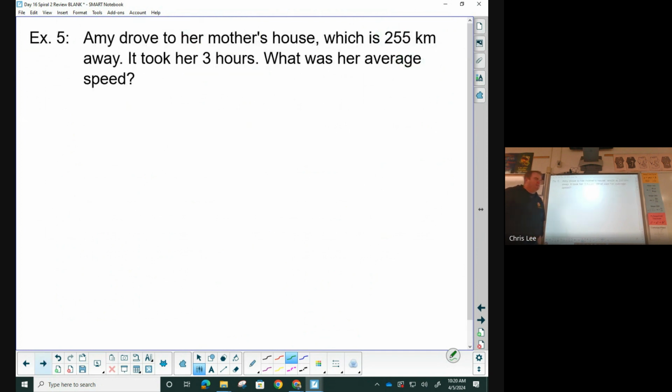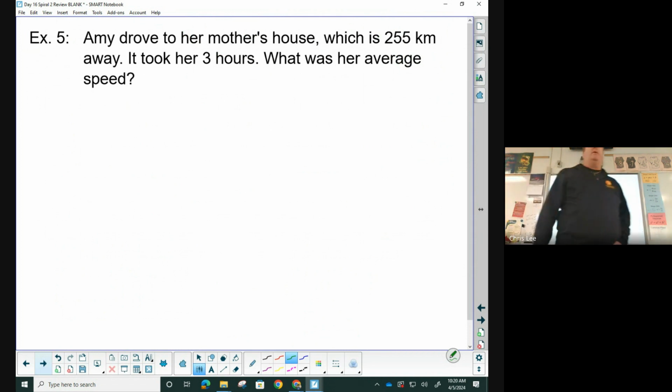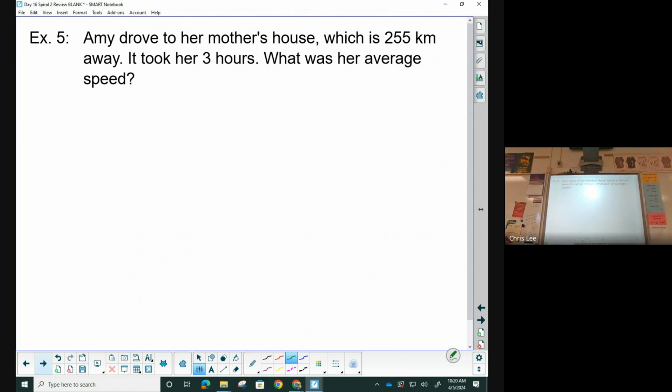Do you have this one next on your sheet? Yeah, I do actually. Okay. Oh my gosh. I'm going to guess that this one is slightly different.